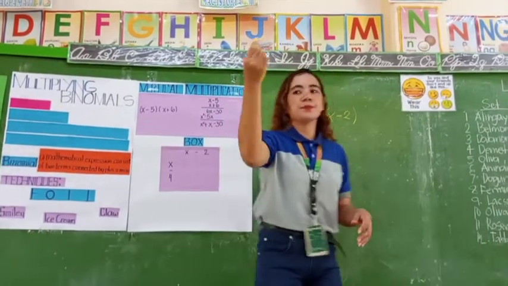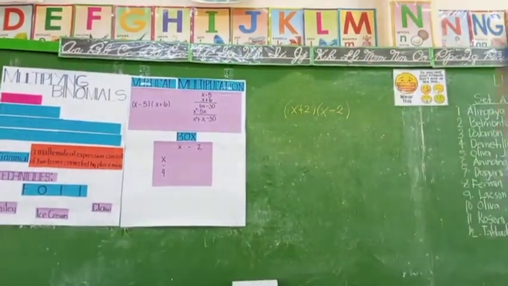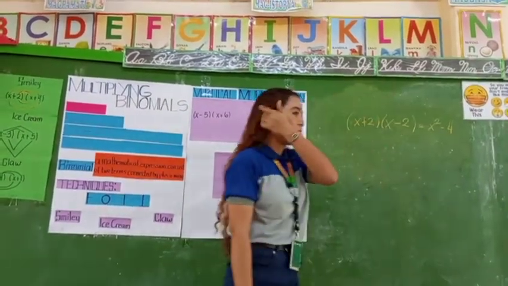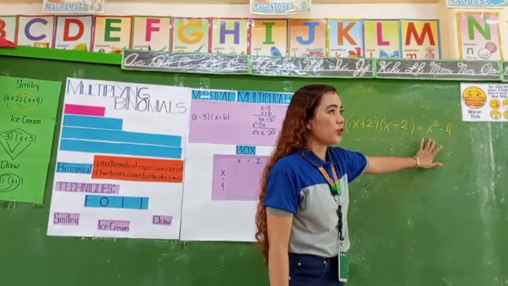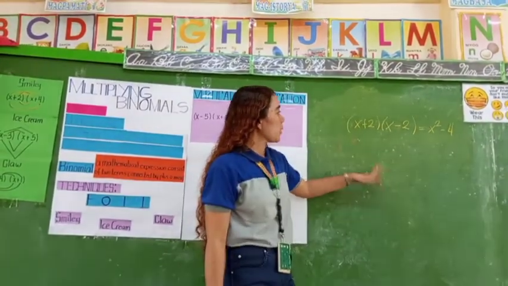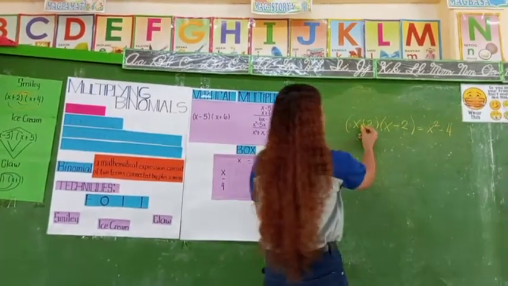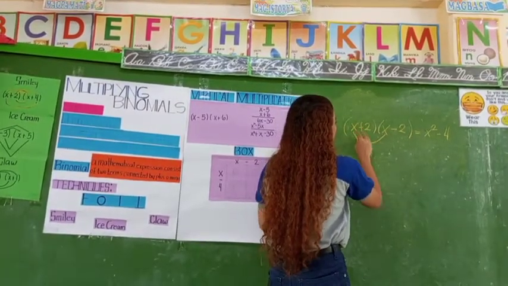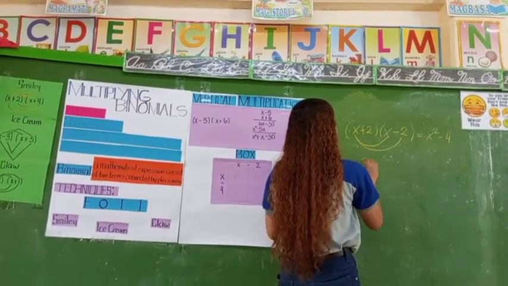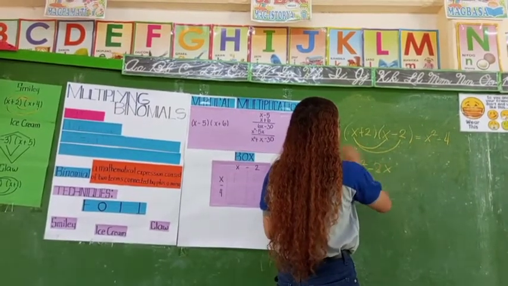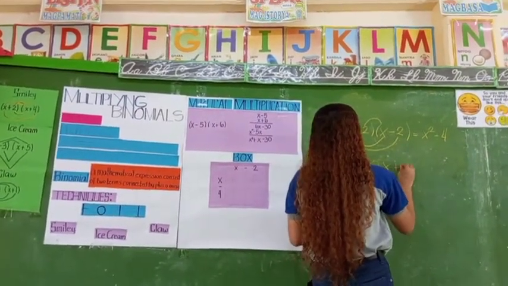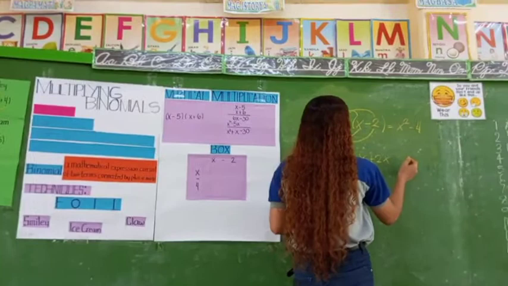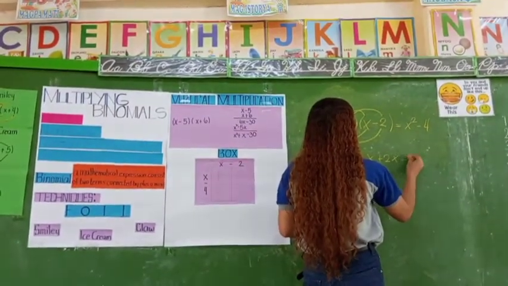Okay, who can answer? Yes, group 3. Okay, so parang kakaiba ito kasi wala siyang second term with variable. So, let's try. So, yung claw method is x times x, first term natin. And then the last term is x minus 2. We have x squared minus 2x. And then the inner term we have 2x plus 2x. And then outer term we have positive 2 times negative 2, we have negative 4.